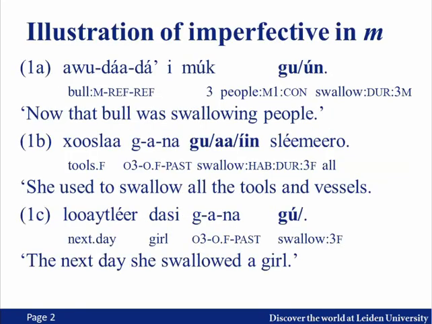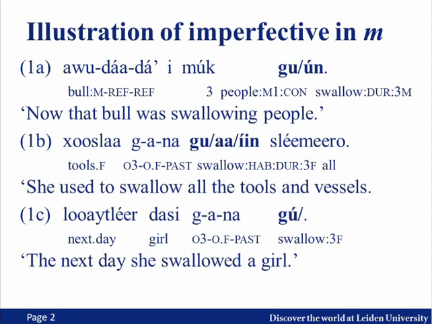So, an example. Audada imu goon. Now that bull was swallowing people. The basic verb that we're dealing with here is in the third sentence. Lo ai clear dasigana go. That's the verb go, swallow. But this sentence 1a, audada imu goon, is expanded, the gu is expanded with a derivation in m. Well, the m is in this sentence an n, but that is because of the third person masculine marking and relating to the bull. I see that my glosses are not perfectly aligned, but I think we'll have to deal with that throughout the presentation.